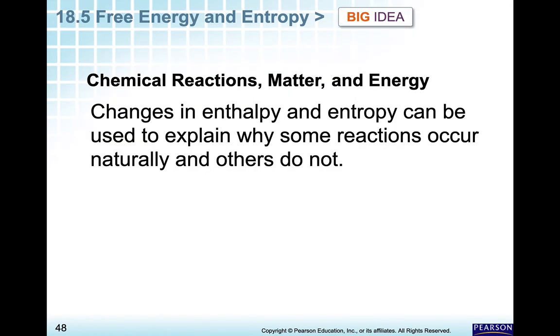All right, so just to bring this all together for this section, our changes in enthalpy, which we've been talking about in this unit and also in the past unit, and changes in entropy introduced this unit, can be used to explain why some reactions occur naturally and others do not. Just because we can write a balanced chemical equation doesn't mean that that reaction will actually occur. We have to check its enthalpy and entropy changes to see if it is favorable and spontaneous at a given temperature. All right, that's all the information for this unit.